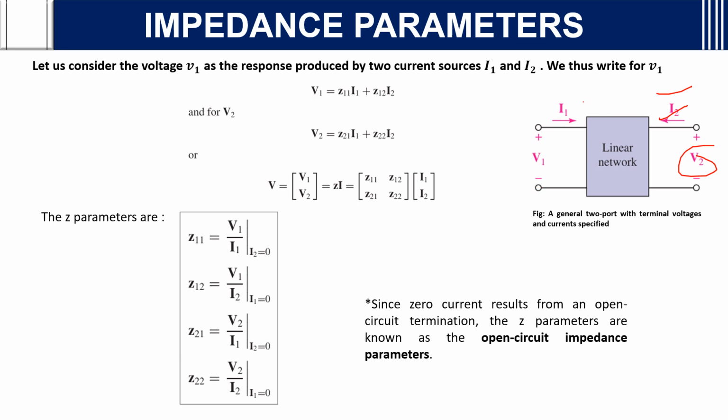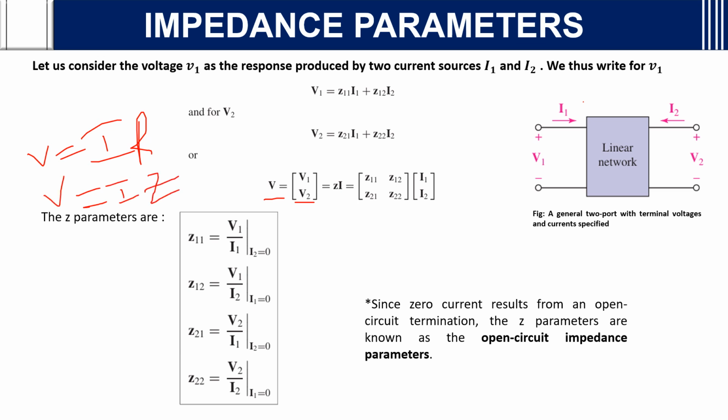And here you can see the general formula: V equals Z I. We know that V equals IR, and R is nothing but impedance, so V equals IZ. This is the general formula. So the terms are V1 equals Z11 I1 plus Z12 I2, and V2 equals Z21 I1 plus Z22 I2. So you can write Z11, Z12, Z21 and Z22 in matrix form multiplied by I1, I2. Same like admittance parameters, we will write impedance parameters also in this way.